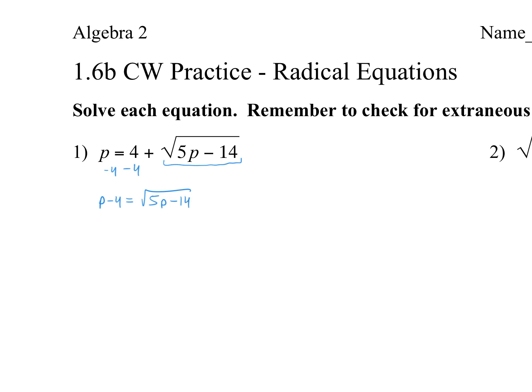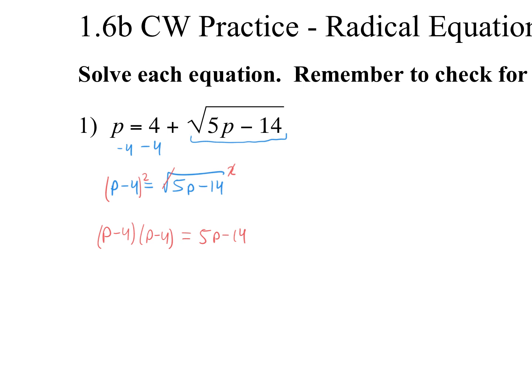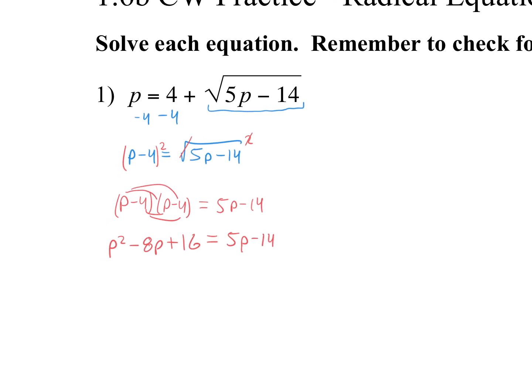All right, and then from here, we want to square both sides of our equation. Our square root and our square are going to cancel out, and then we end up with p minus 4 squared, which is the same as p minus 4 times p minus 4. And this is going to equal 5p minus 14. Our radical goes away. Now you guys should be able to FOIL this. We're just multiplying this out. We end up with p squared minus 8p plus 16. If you need to write out that step, you can. Equals 5p minus 14.